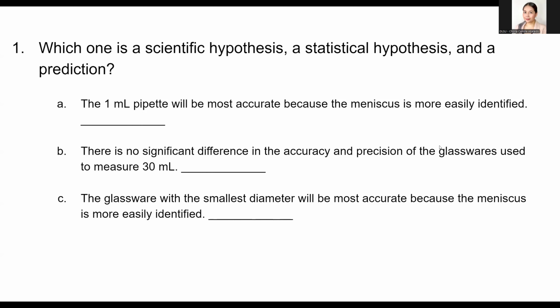And then finally, for letter C, the glassware with the smallest diameter will be most accurate because the meniscus is more easily identified. So this statement provides us the physical characteristic of the glassware that allows us to check if the meniscus will be more easily identified. So it provides an explanation to the phenomenon that we are trying to investigate. And so statement C is a scientific hypothesis.